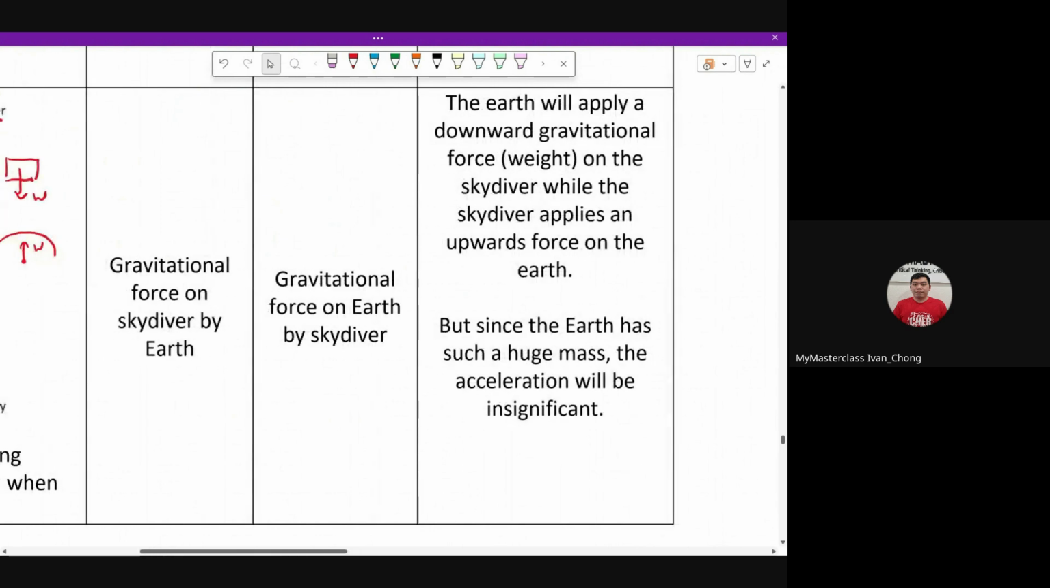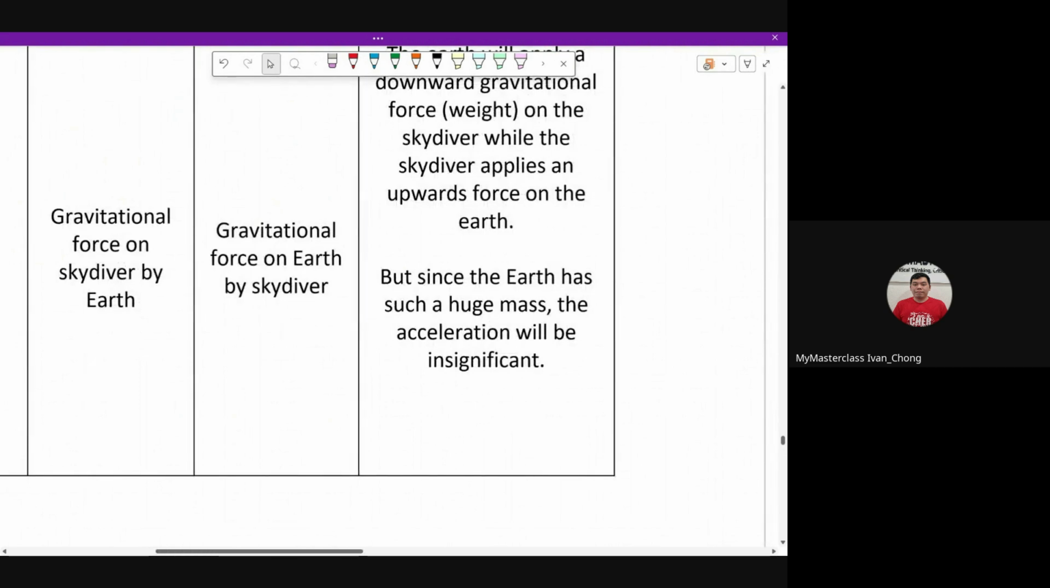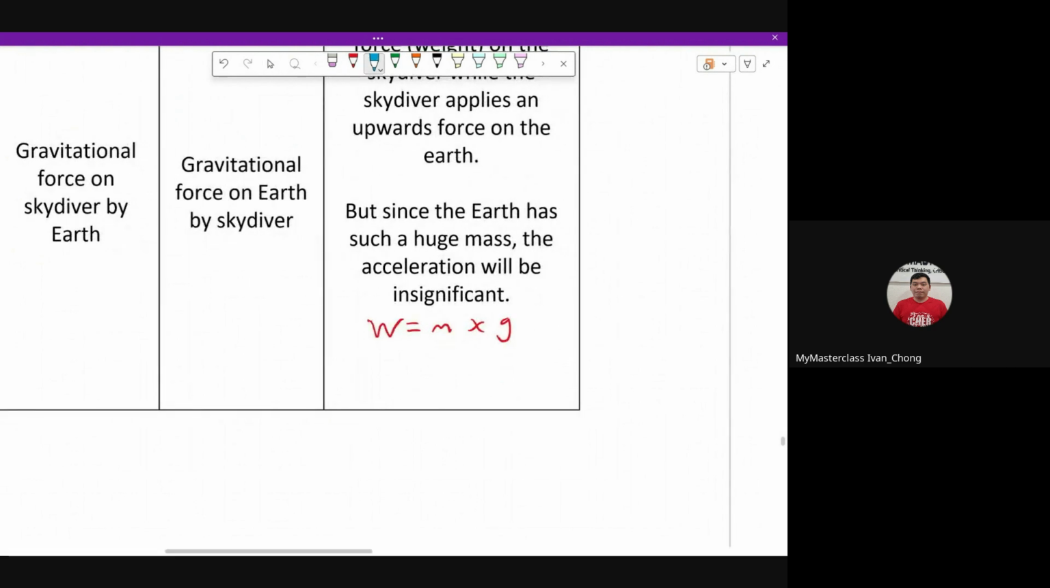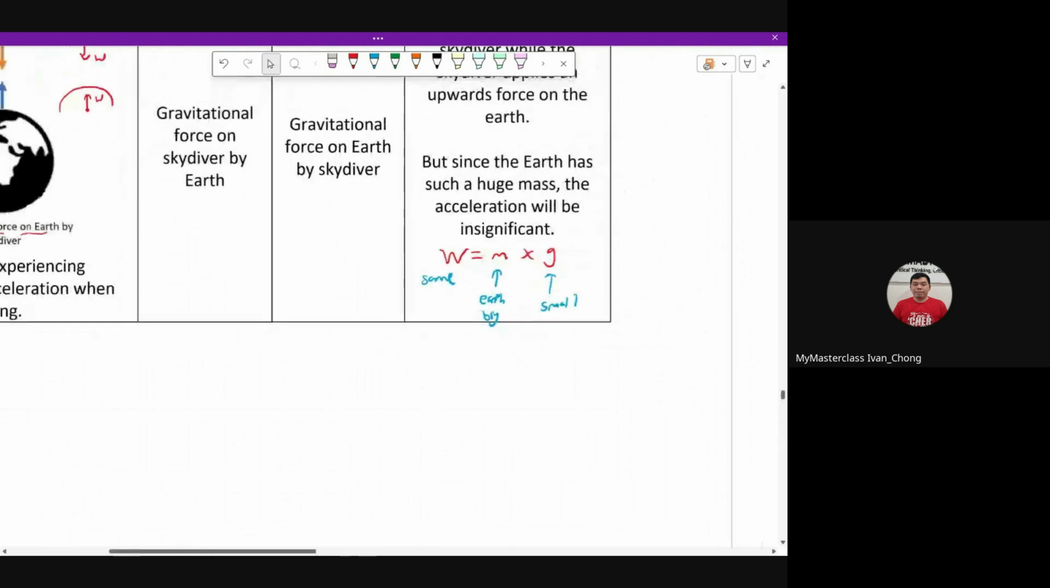But take note, because the mass is very, very big, don't forget, this is W equals to mg, right? Now, what this means is that both of the W's are actually the same, but because the Earth is very big, okay, this means that g must be small, okay, for you to have the same weight. Right?